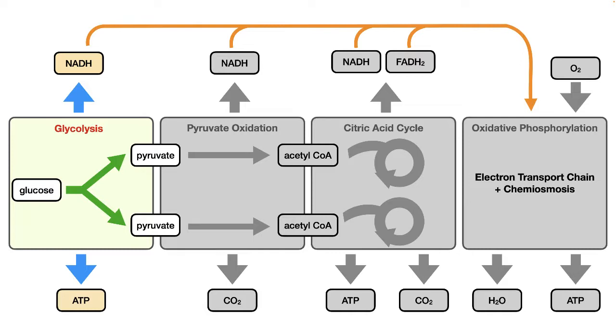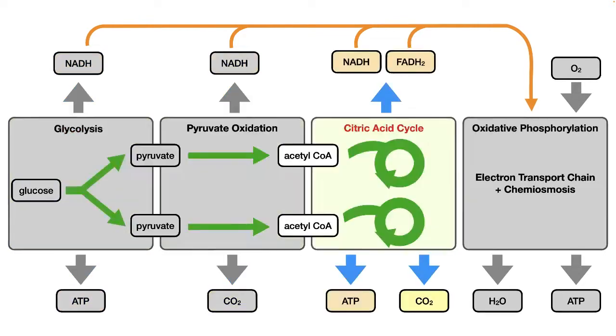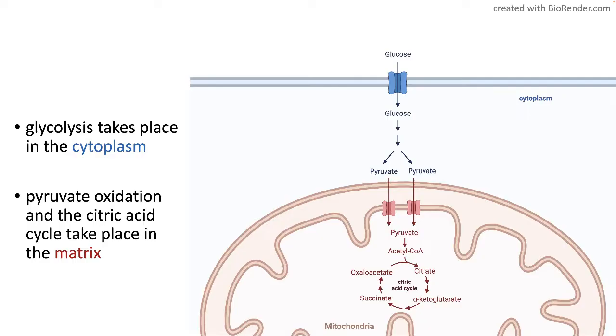Now, if oxygen is present, the remaining steps of aerobic cellular respiration can take place, including pyruvate oxidation and the citric acid cycle. This is going to start with pyruvate being transported into the matrix of one of the cell's many mitochondria. Recall that glycolysis takes place in the cytoplasm, which you see at the top of this diagram.